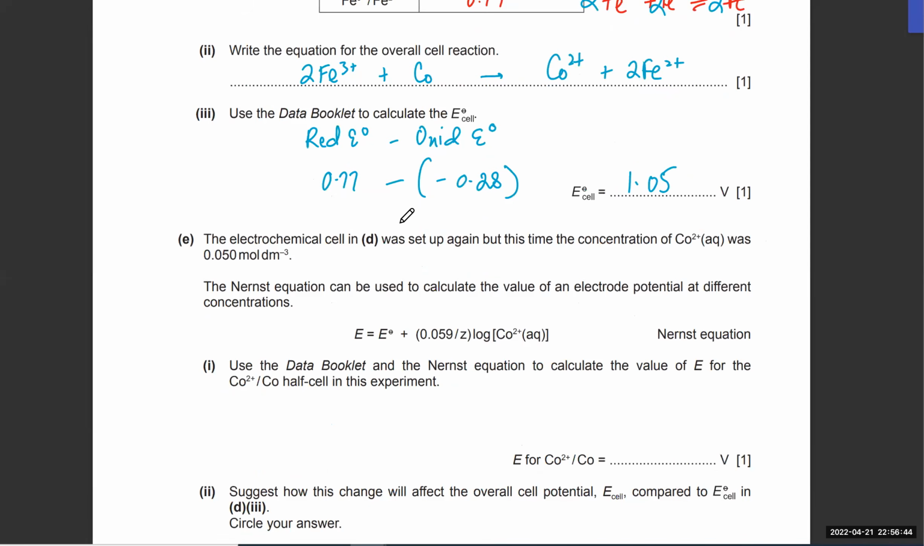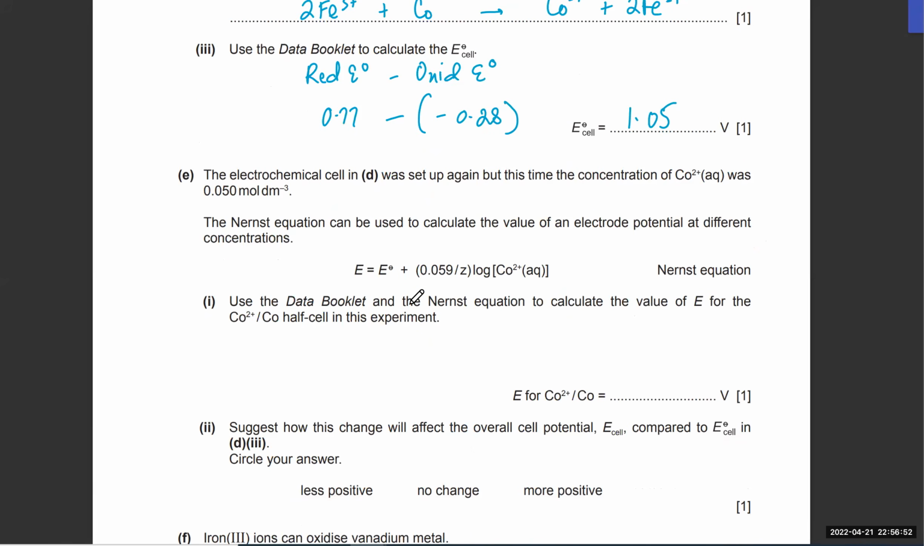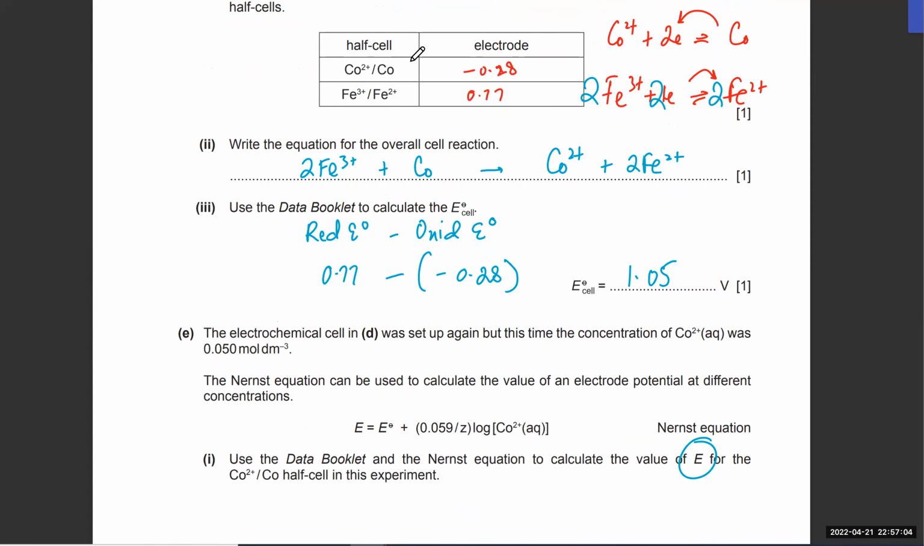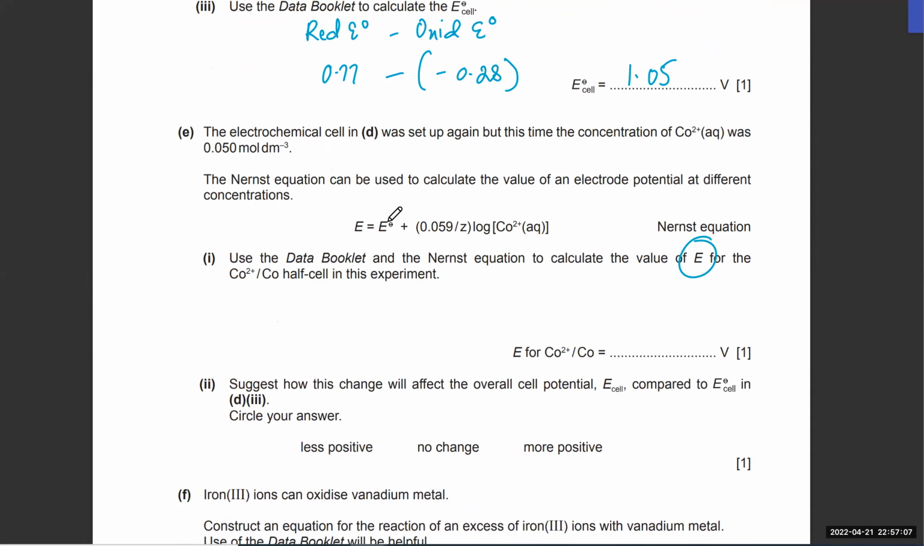The next is the electrochemical cell in D was set up again, but this time the concentration of cobalt ions was 0.05. This is the Nernst equation. So use the data booklet and the Nernst equation to calculate the value of E, the non-standard potential for the cobalt 2 plus half cell in this experiment. We already know the E naught, that's minus 0.28. So the non-standard potential would be E equals minus 0.28 plus 0.059 over Z. What does Z stand for?